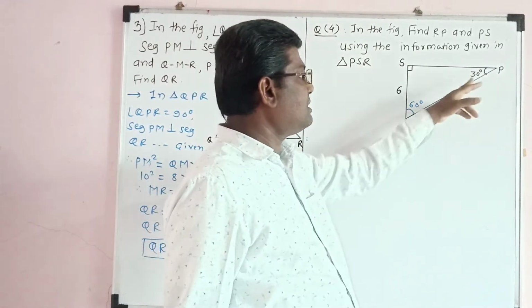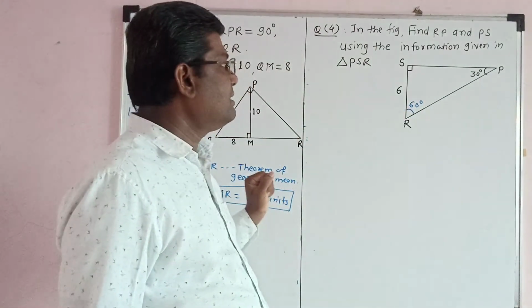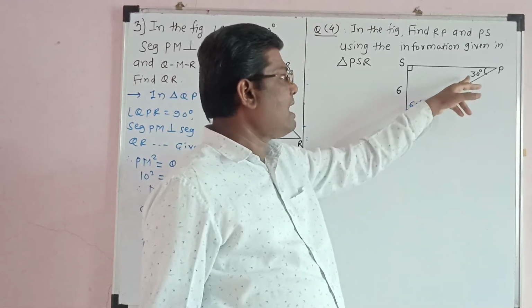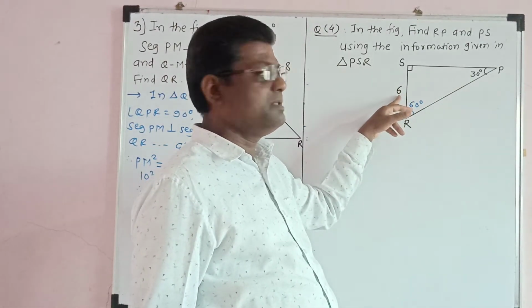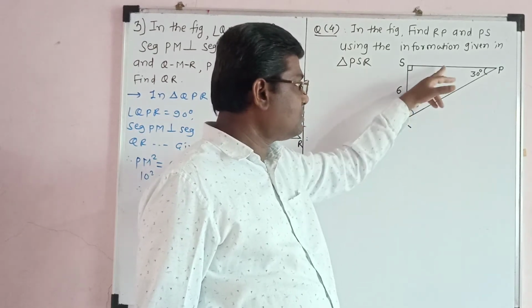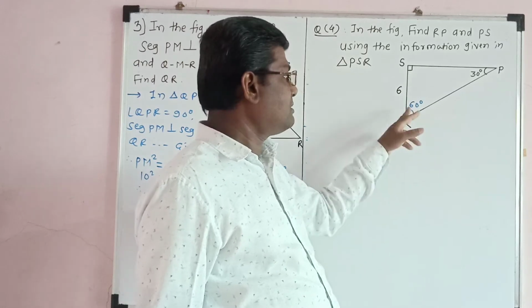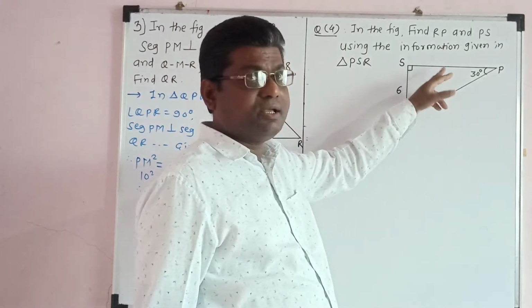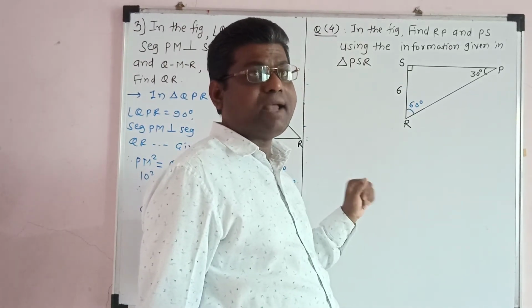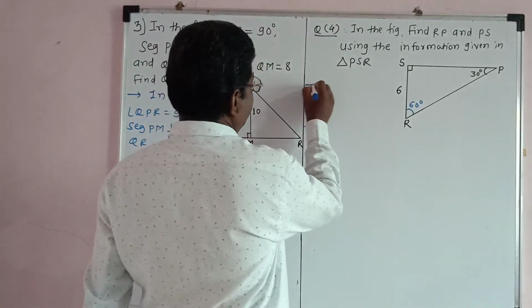Therefore this is a 30-60-90 triangle, and in this triangle the side opposite to 30 degrees is half of the hypotenuse and the side opposite to 60 degrees is root 3 upon 2 times the hypotenuse. So let's solve this example.